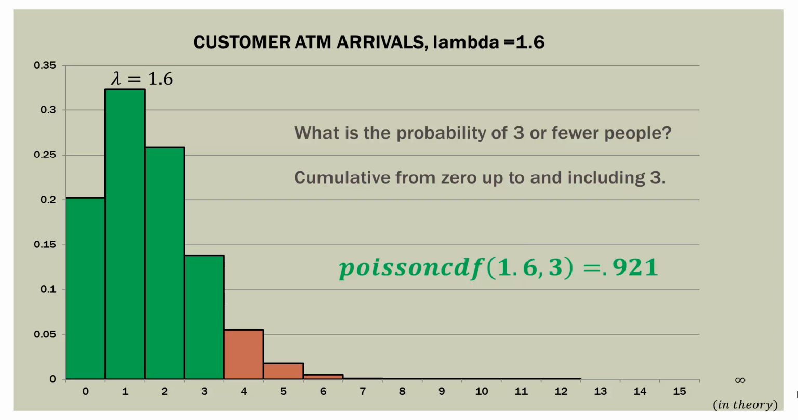And this should make intuitive sense. Our lambda is 1.6. So that's going to be sort of the expected value, or the mean. But of course, we're going to have some variation around that mean. So most of the probability should be centered around that mean. And if we go from 0 to 3, that's going to capture almost, not quite, but almost all of that. So it should make sense that it is that high, 0.921, because of what our lambda is.